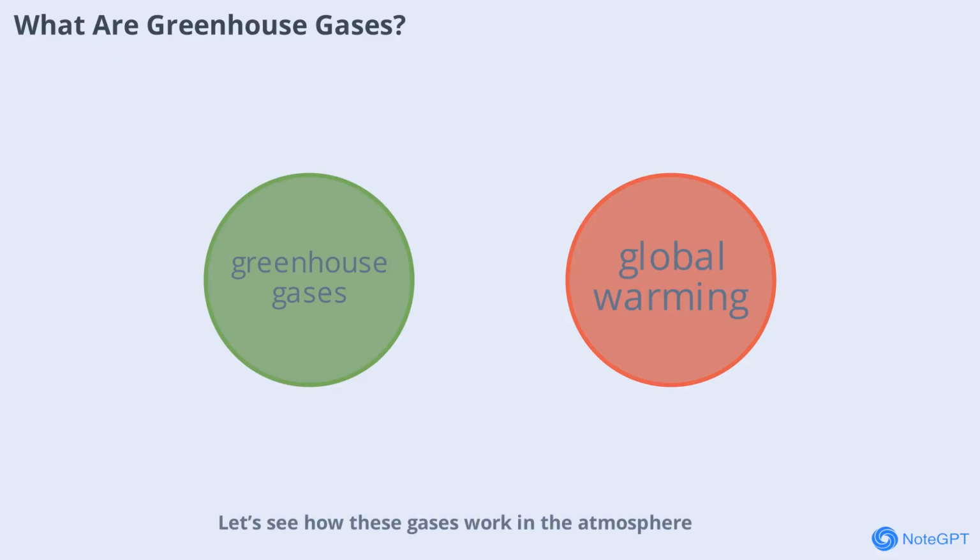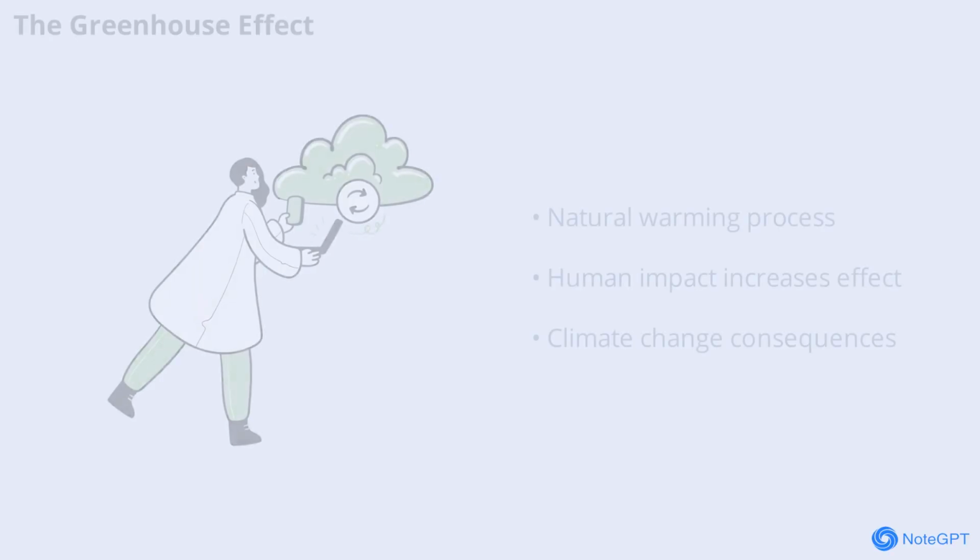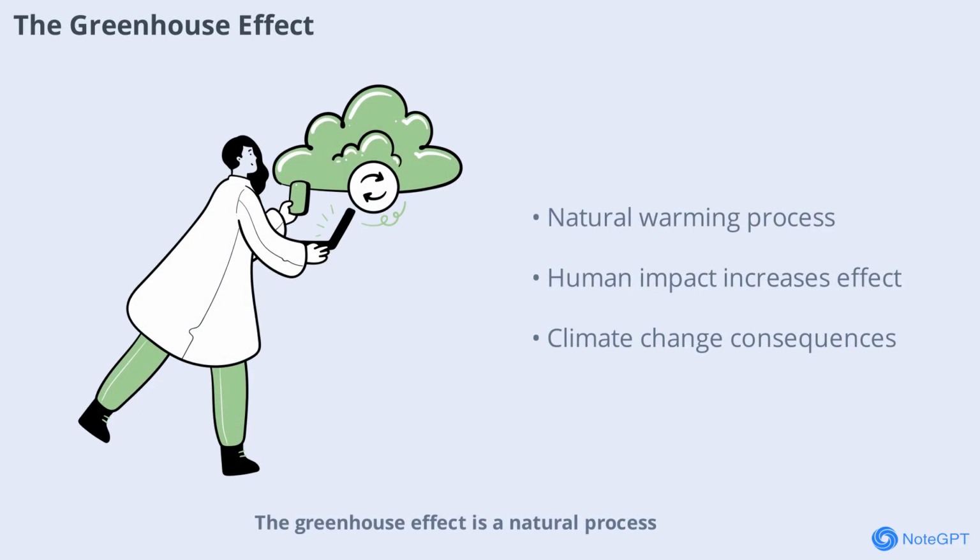Let's see how these gases work in the atmosphere. The greenhouse effect is a natural process where greenhouse gases absorb and emit infrared radiation, warming the Earth's surface. Without this effect, our planet would be too cold for life. However, human activities have intensified the greenhouse effect by adding more greenhouse gases to the atmosphere. This extra warming disrupts weather patterns, melts glaciers, and raises sea levels. Understanding the greenhouse effect is key to addressing climate change. Next, we'll look at the main sources of these gases.